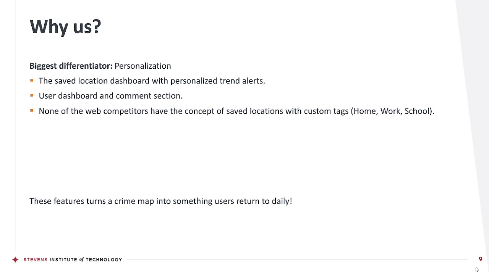So why us? We think that the biggest differentiator is personalization. We have a saved location dashboard with personalized trend alerts. We have a user dashboard with a comment section. None of the web competitors have the concept of saved locations with custom tags. So they don't have things like, oh, you save a location as work, home, and school, and you get certain features around that. The goal is to create a feature which turns like a crime map into something users want to return to daily.